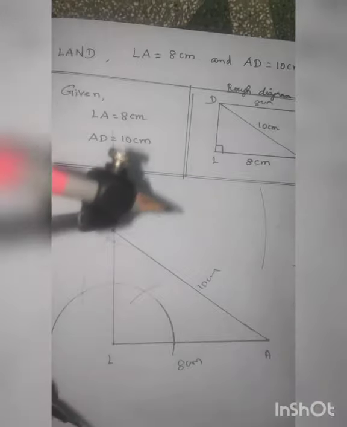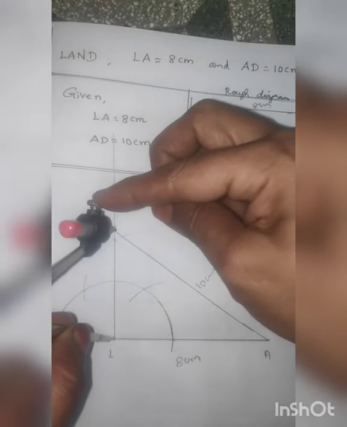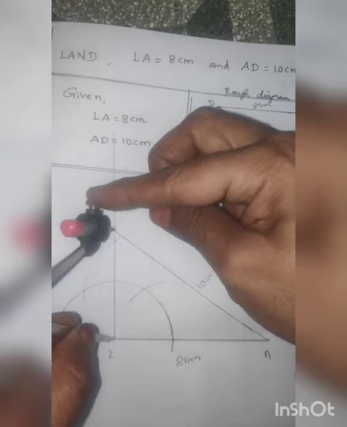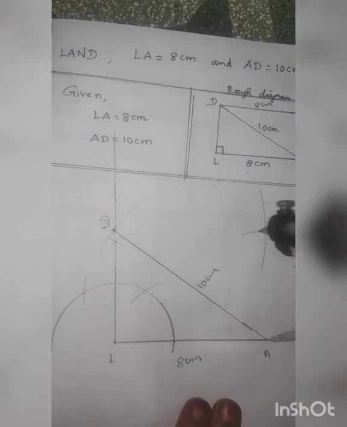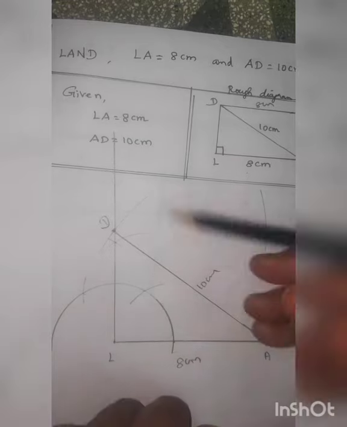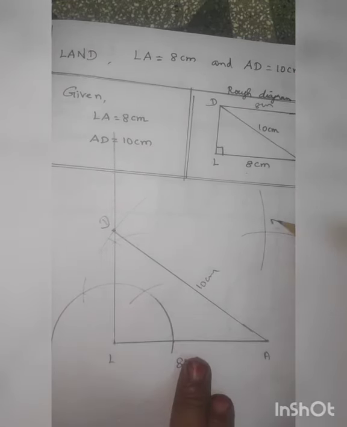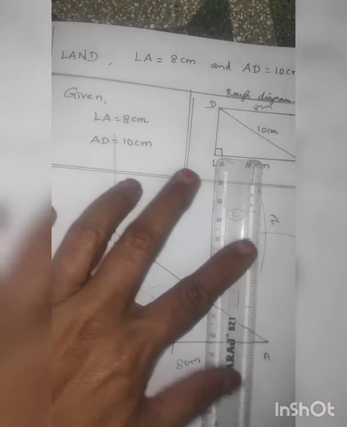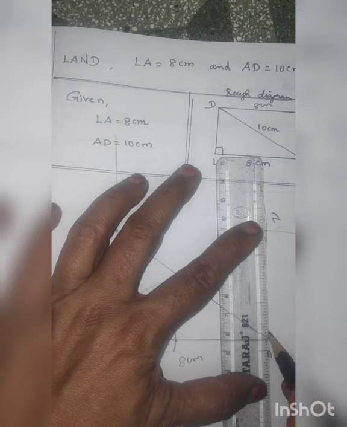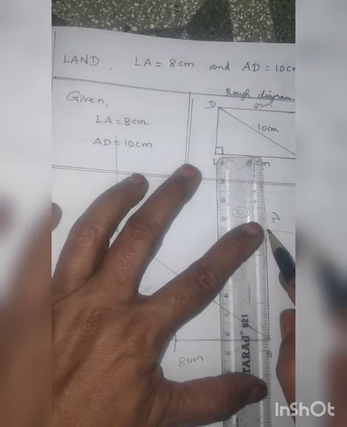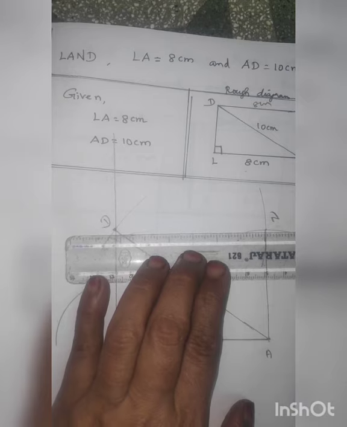Next, this length is not given, so you measure the LD length there. Measure the LD length and cut it here. Now what is the coming point? N point. You join the line AN. Here you join ND.